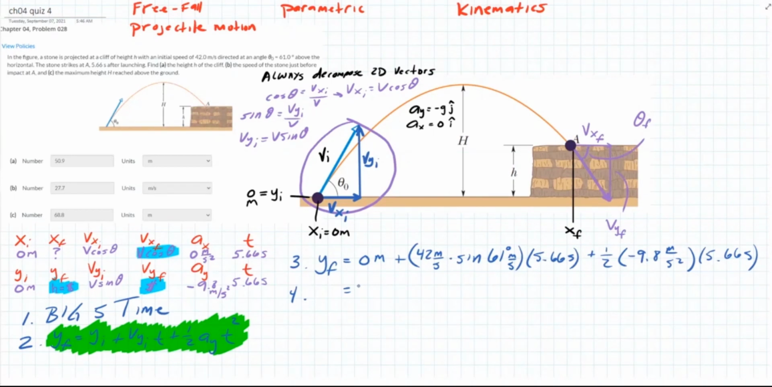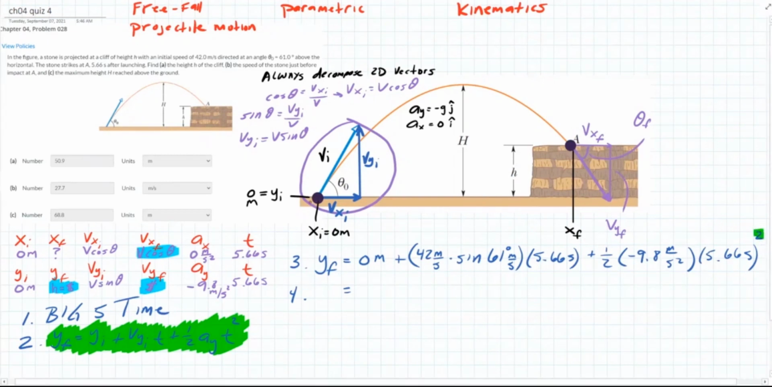42 times sine. Forgot something here. This should be squared. Typo alert. So note that typo, you guys. I forgot to include this squared here.